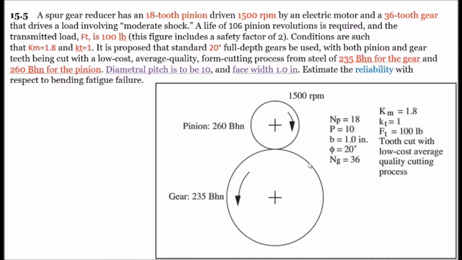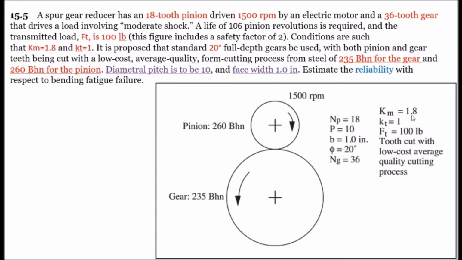Now, if we look at our diagram down here, you see our pinion up top here, rotating at 1500 RPM. It has a hardness of 260 BHN. And our gear down here, here's the direction of rotation of the gear, with a hardness of 235 BHN. And now we have our variables over here from the problem statement. Number of teeth of the pinion is 18. We have our pitch of 10. We have our B of 1.0 inches. We have our angle here of 20 degrees. We have our N sub G, our number of teeth in the gear, of 36.